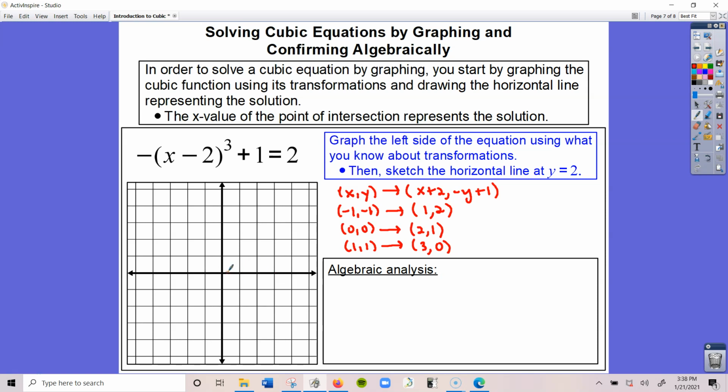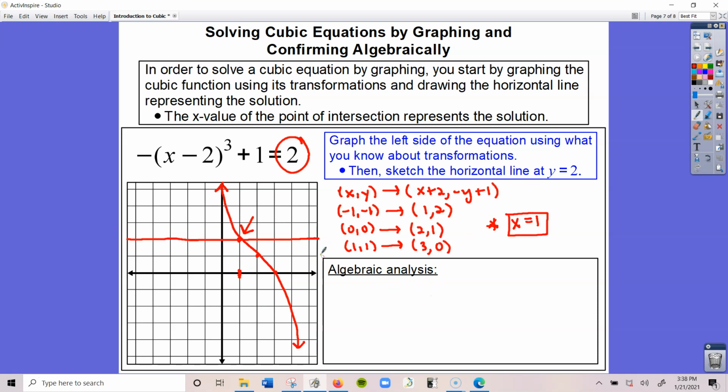Let's go ahead and plot. We have (1, 2), (2, 1), and (3, 0). So my graph is going to look something like this. Now this 2, that's what my equation equals. So I'm going to draw a horizontal line along y equals 2. My solution is where they intersect, specifically the x value. So my solution here is x equals 1.